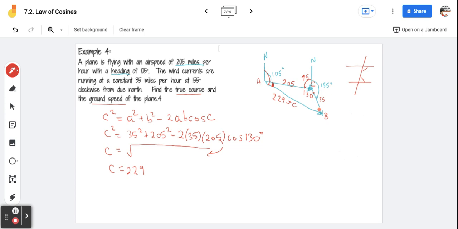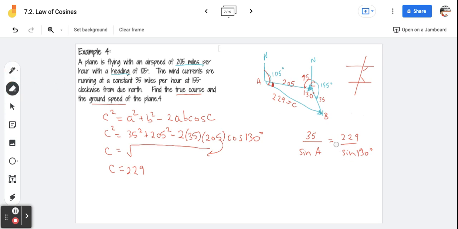So I'm going to say 35 over the sine of angle A, which is what I'm trying to find, equals, I don't know angle B so I can't use that, but I do know this one, 229 over the sine of angle C, and that angle was 130.